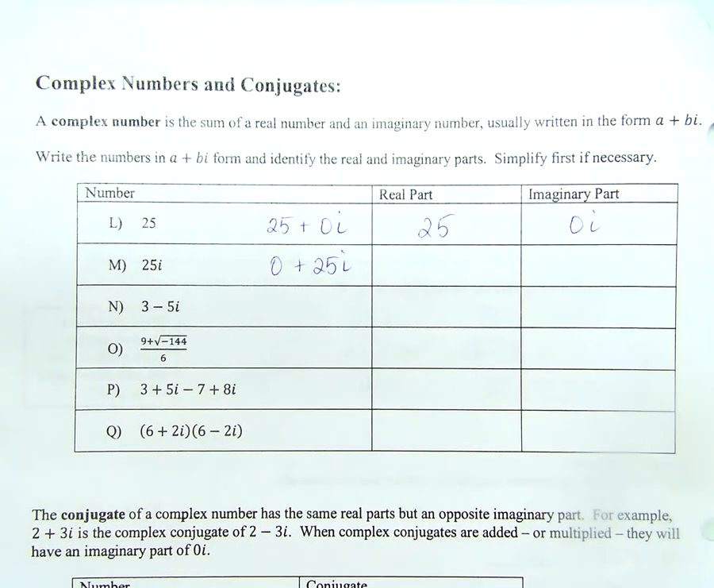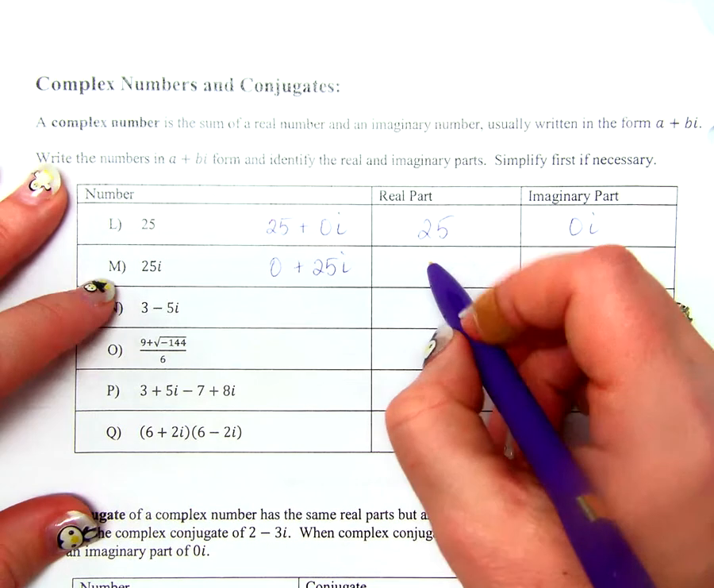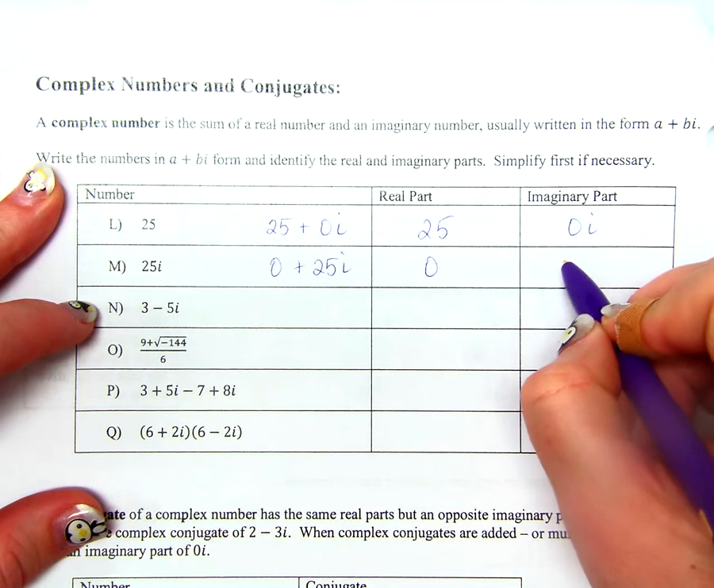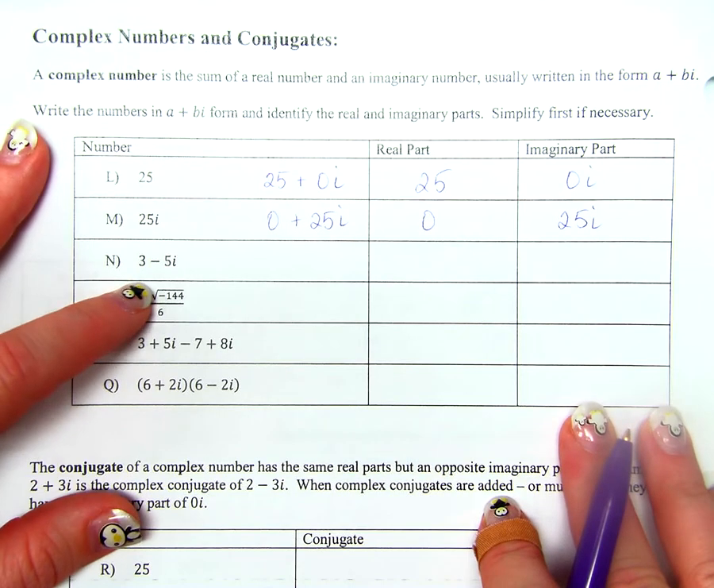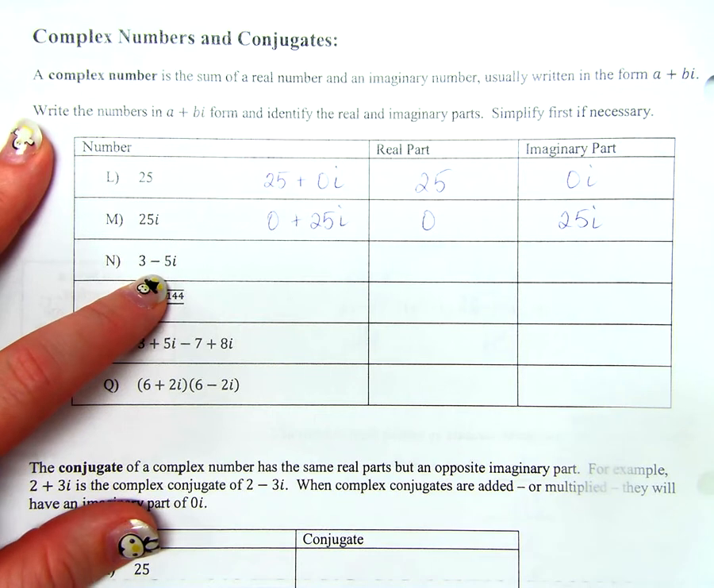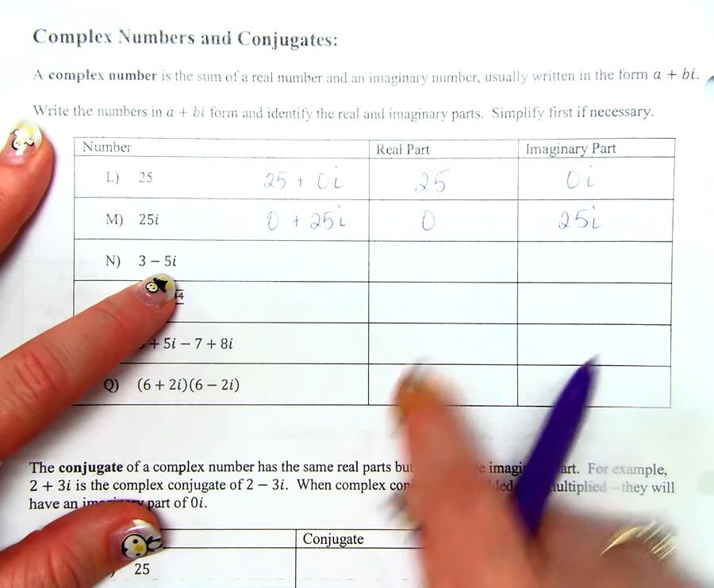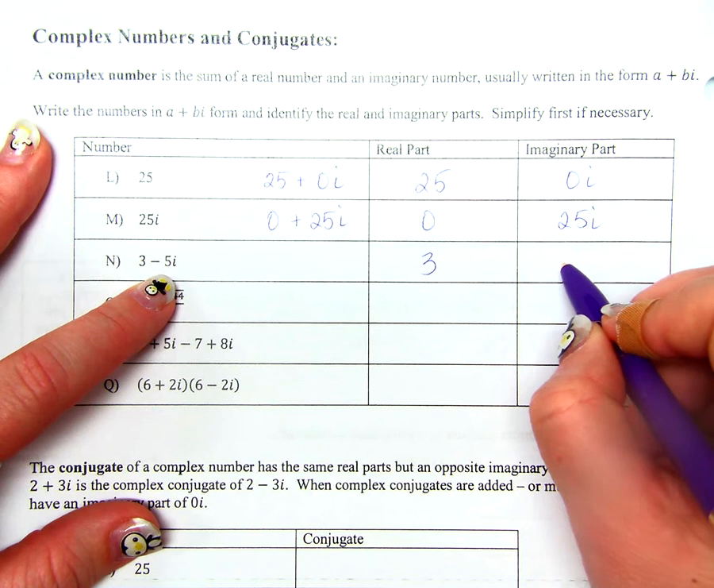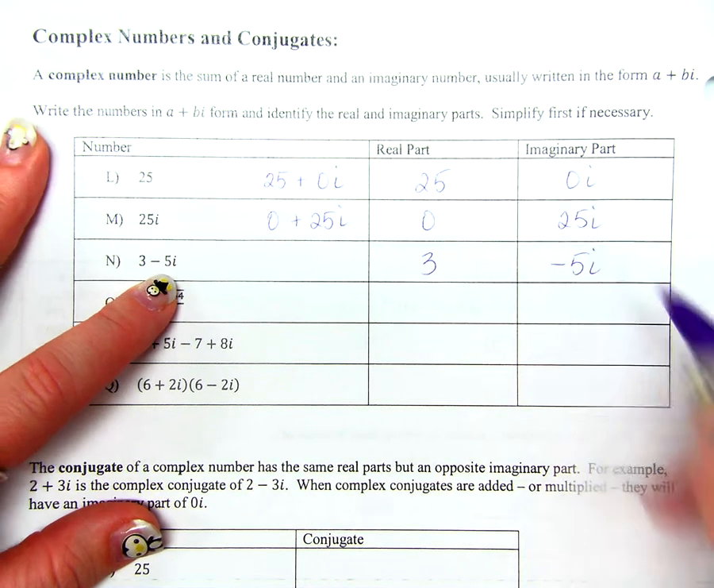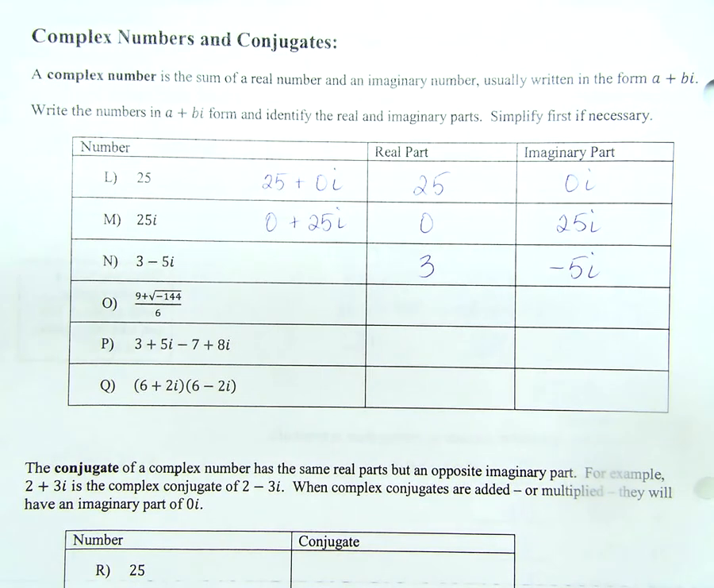Okay? Now 0 plus 25i. Have I changed the value of the number by adding 0? No, but I needed a placeholder for my real part, right? So what's the real part? And what's the imaginary part? 25i. Excellent. What about n? It's already a plus bi form, so I don't need to rewrite anything. What's the real part? And what's the imaginary part? It would be negative 5i. Very good. Okay?